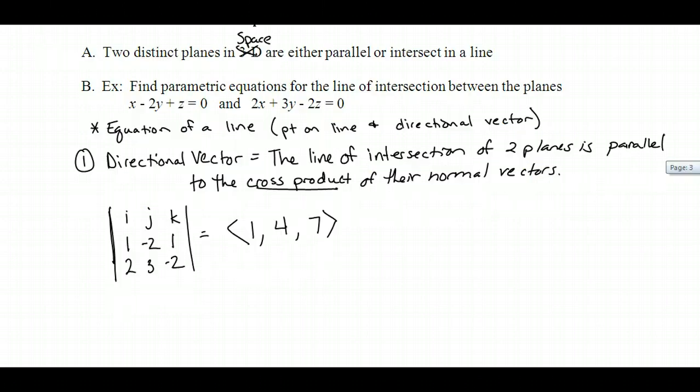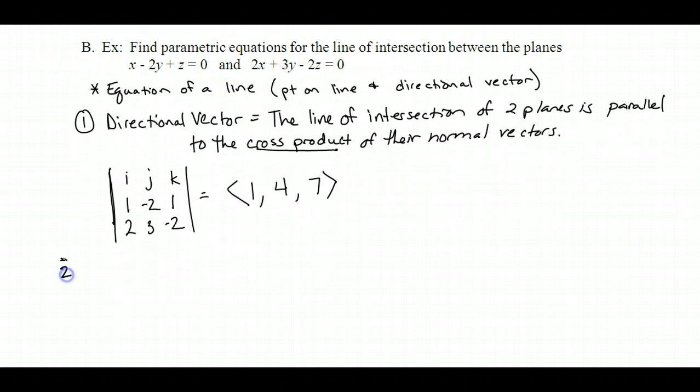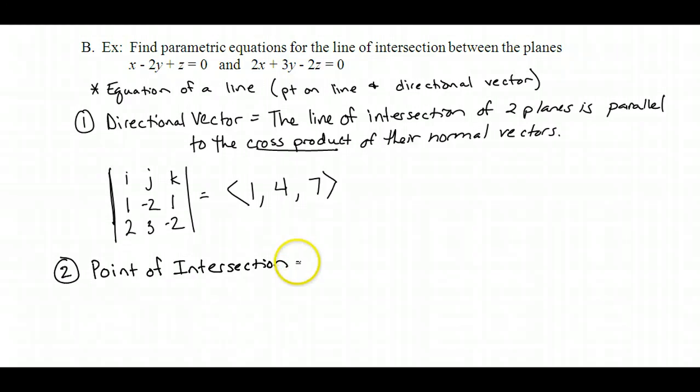Well, the next thing that we have to do is find a point that is on the line. Basically what that means is that we have to find a point of intersection. And if we can find a point of intersection, we know that that's going to be on the line where these 2 planes intersect. So for the point of intersection, what we do is we're going to set the 2 planes equal to each other.